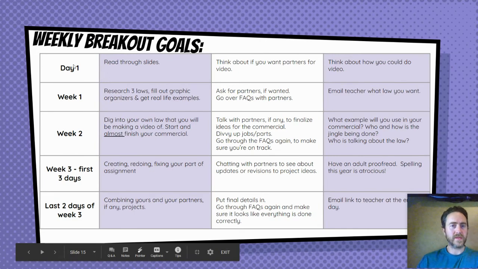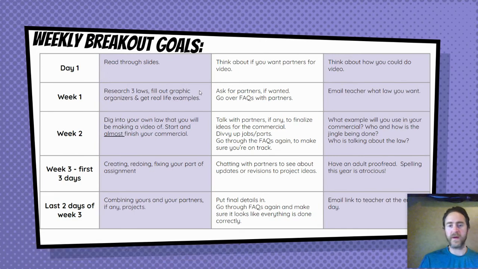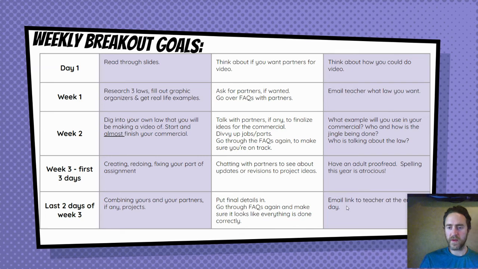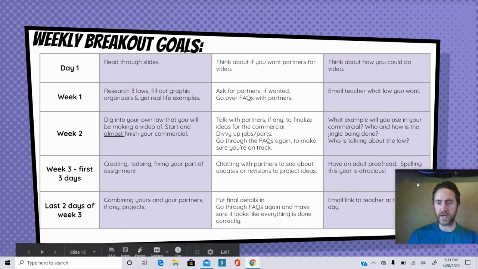Here's your breakdown of when you should do what. So today, what I want you to do is read through the slides, think about if you want partners or if you're going to work by yourself, and just think about what you could do for the video. By the end of the week, I want you to tell me which law you're doing and if you're working with anyone. So that's really just the goal for this week. Next week, I'll talk about your goals, but this is just a heads up as to what we're going to do. By the end of week 3, I want your project.